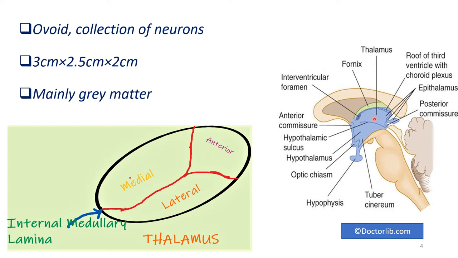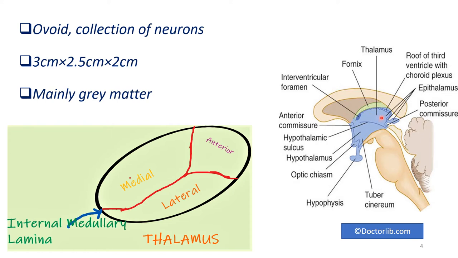Then the posterior end or posterior pole is expanded. If you see, this is expanded and this is called the pulvinar. It lies just above the superior colliculus, above and lateral to the superior colliculus. The dorsal or superior surface is convex. You can see this is convex and triangular. It's slightly convex in outline and it forms the floor of the central part of the lateral ventricle.